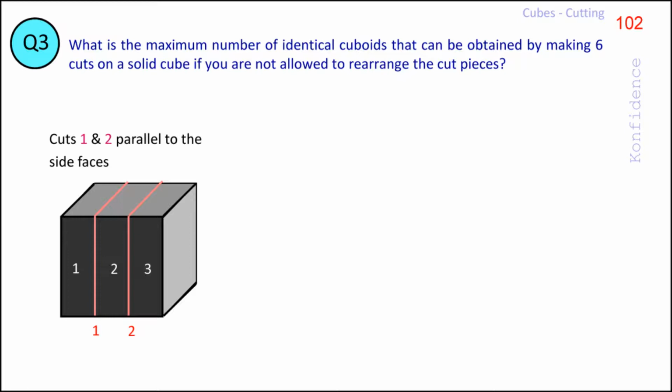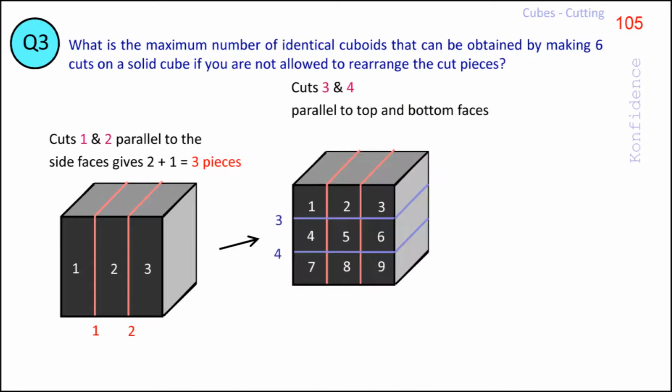Cuts 1 and 2 are parallel to the side faces. Those give us 2 plus 1 or 3 pieces. Cuts 3 and 4 are parallel to the top and bottom faces. Those are perpendicular to the first 2 cuts. As such, they will cut through each of the 3 pieces obtained from the previous cuts and cut each of those into 2 plus 1 equal 3 pieces.